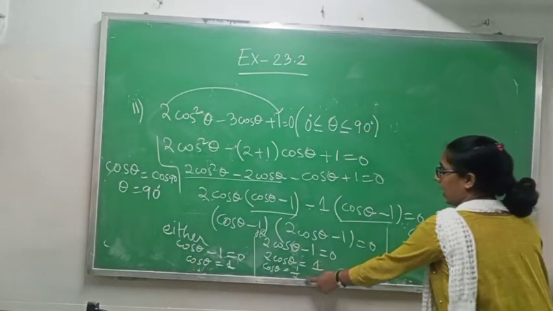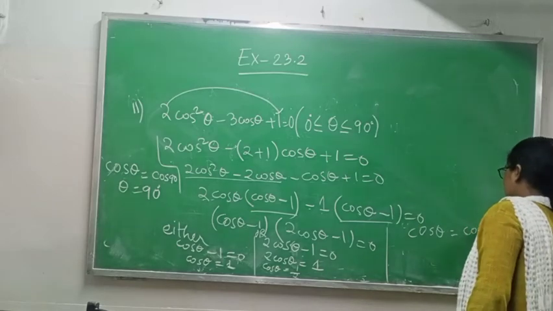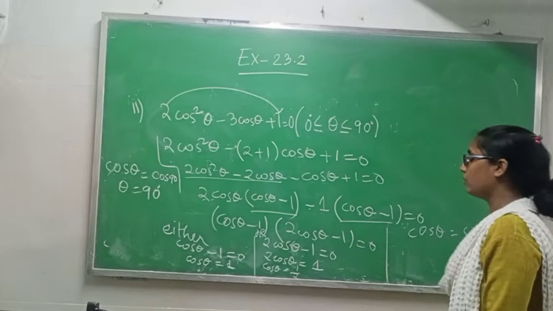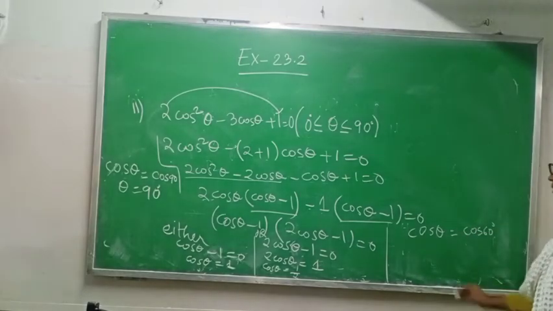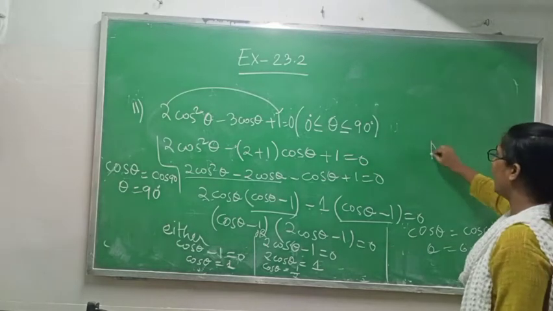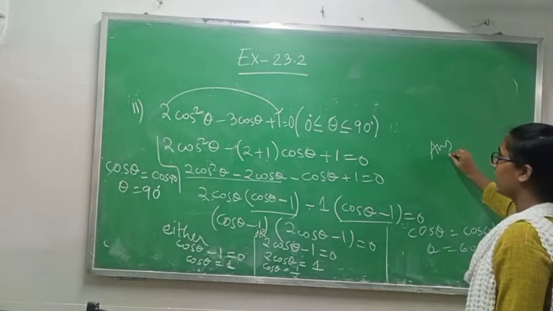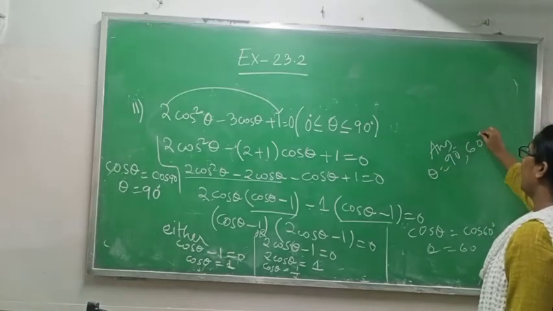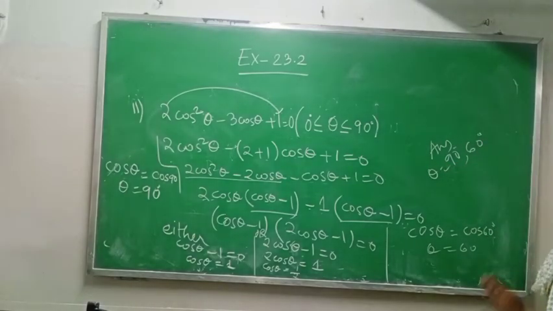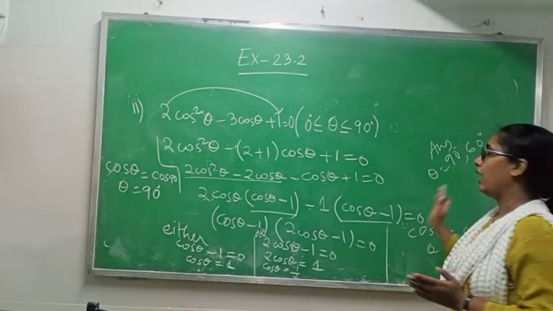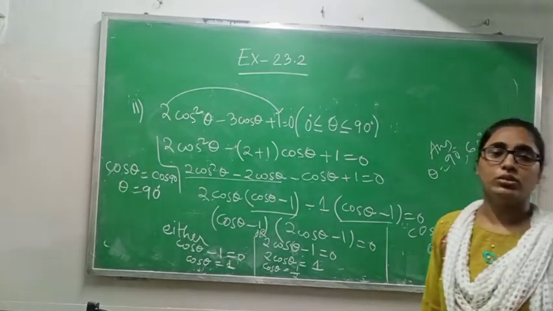Now in place of half you will write cos 60 degree, because in cos 60 degree the value is half. Now cos will nullify, theta equals 60 degree. So theta equals 90 degree and 60 degree, which means theta is less than 90 and greater than 0 degree.